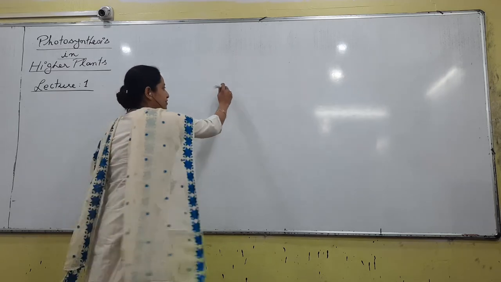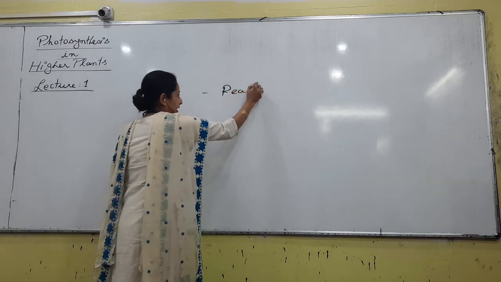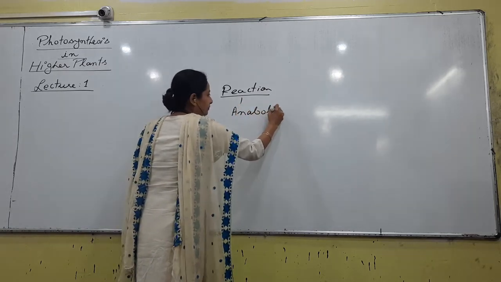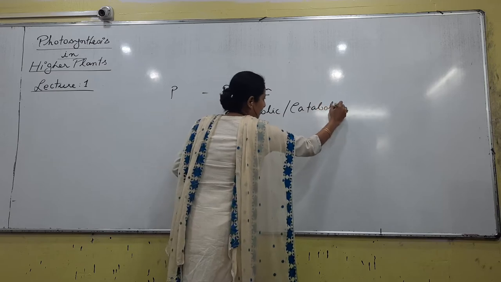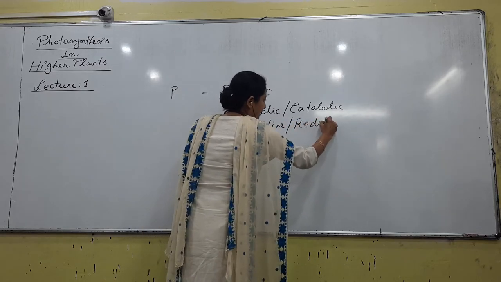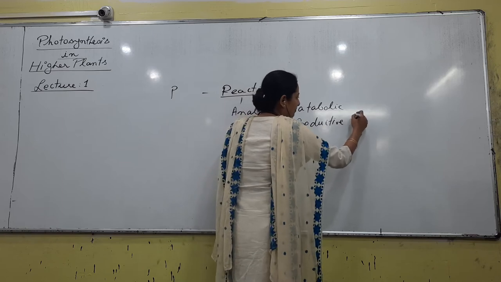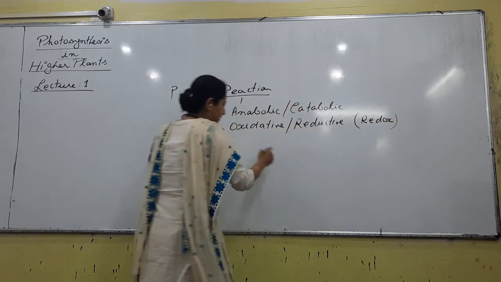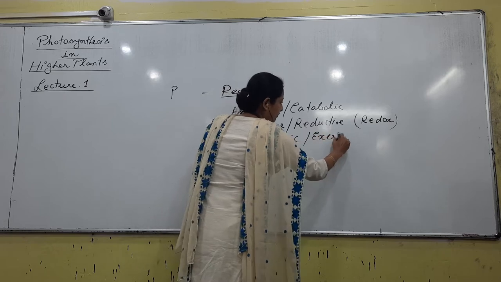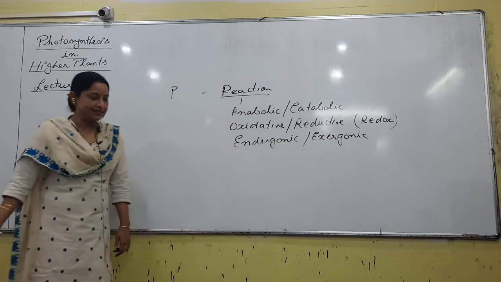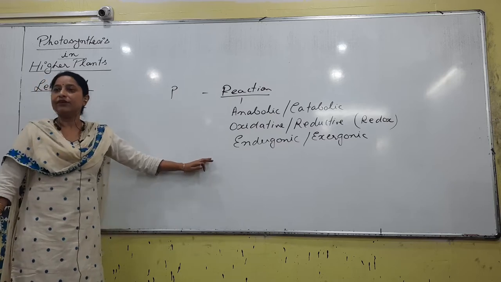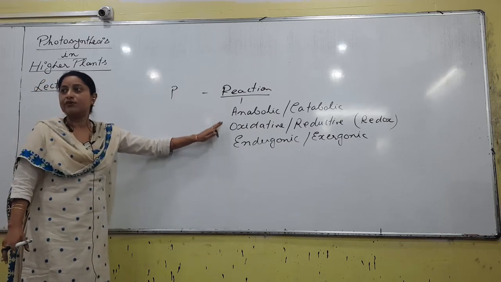So what is photosynthesis? Photosynthesis is a reaction, right? Reaction has some words, namely: anabolic, catabolic, oxidative, reductive or reduction reaction, and if both happen together, redox, right? So it is a reaction, and whenever we talk about reaction, these are the words. Similarly, when we'll be talking about respiration, respiration is also a reaction, and when we talk about any physio-biochemical reaction, we have to select these words.